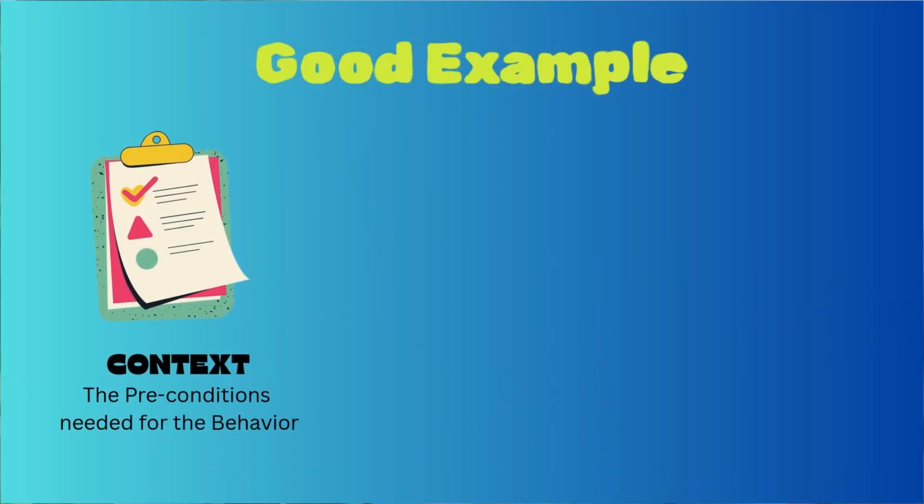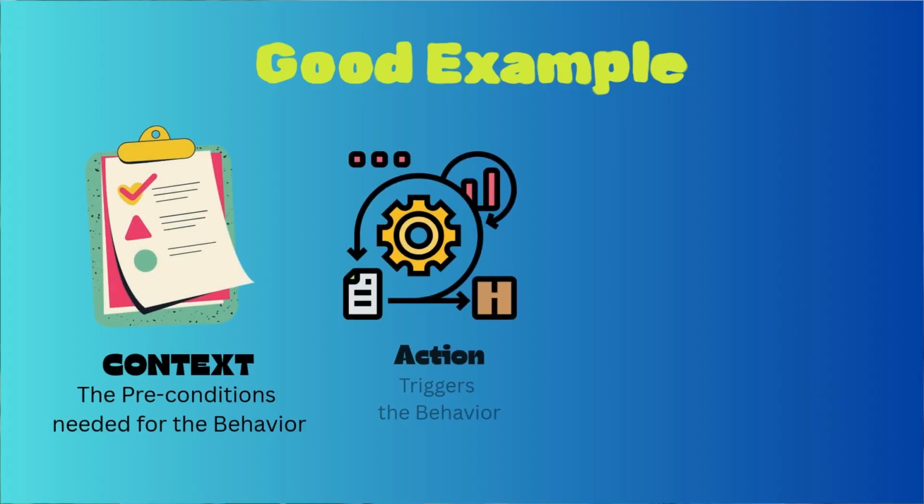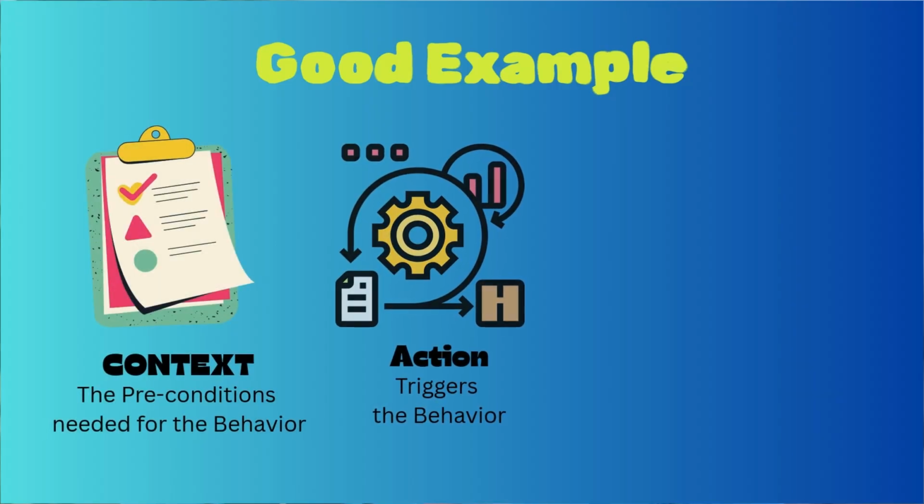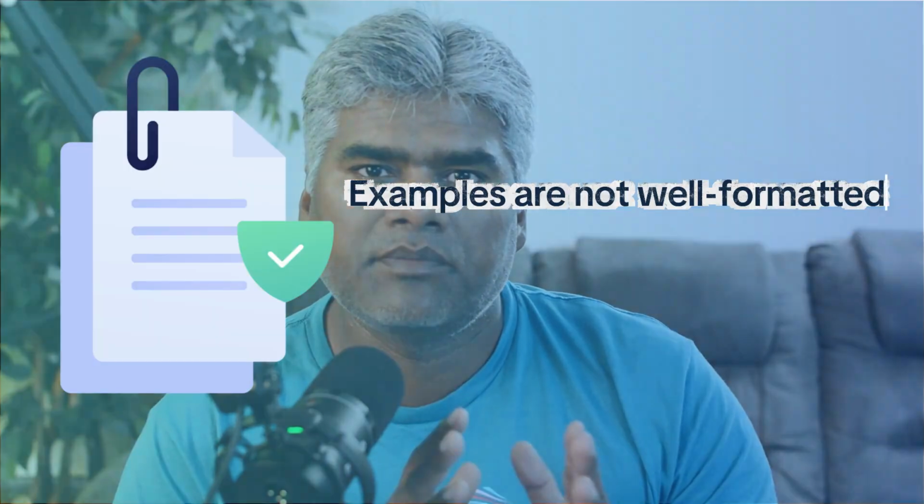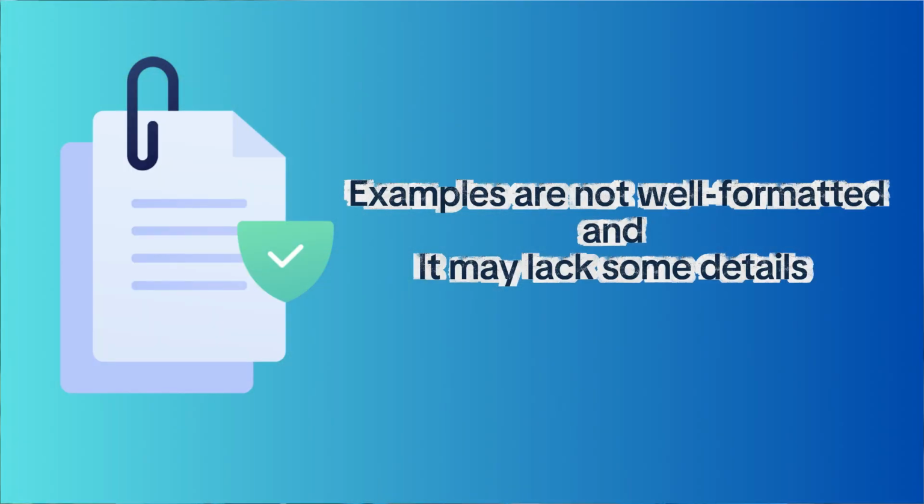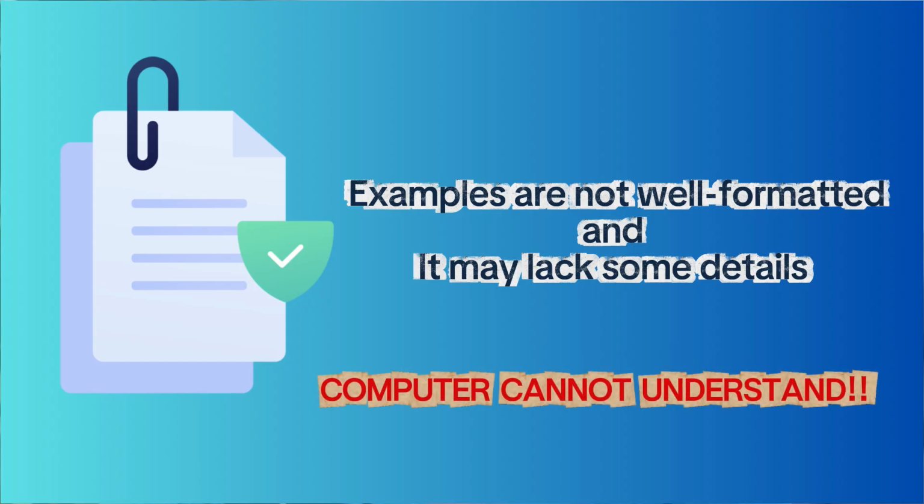When you write a good example, you need to think about three things: the context, the action, the outcome. Context is the precondition for the behavior, action triggers the behavior, whereas the outcome is the one which you verify to confirm the behavior. If your example has these three things, then you can consider it a good example. Sometimes these examples are loosely formatted and may lack those details and contexts. Most of the time these examples are loosely formatted, which cannot be understood by the computer.